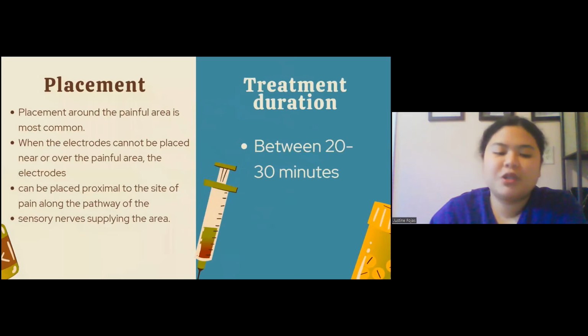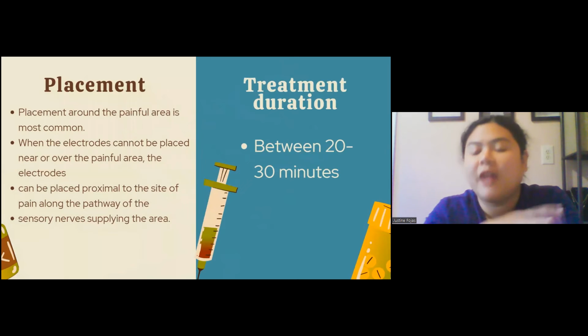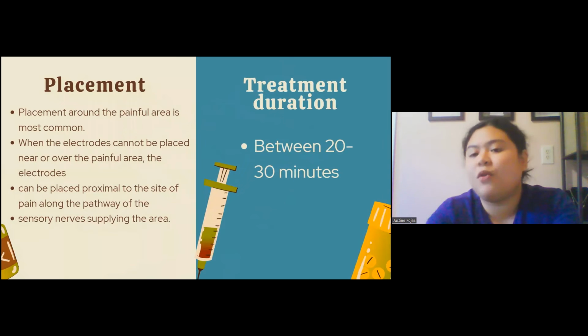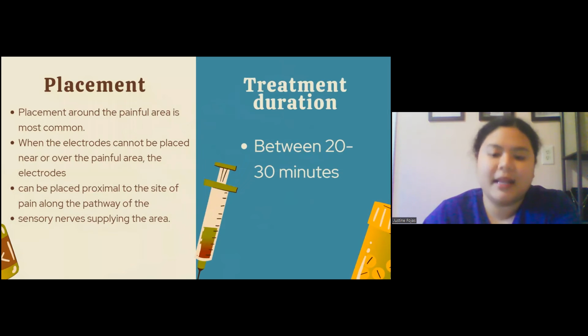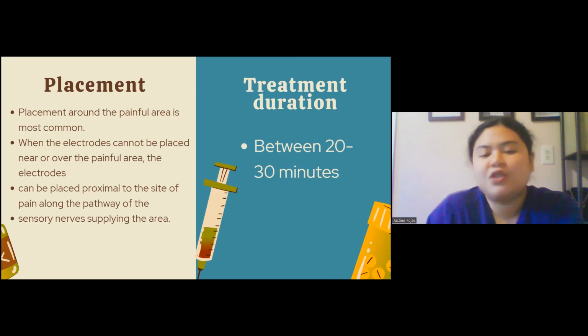So where should this be placed? The most common placement in TENS is where the painful area is. But sometimes the electrodes cannot be placed over the painful area, for example if there was a cast or a local application of electrodes is not tolerated. What we can do is place the electrodes proximal to the site of pain along the pathway of the sensory nerves that are supplying that area. The treatment duration for this is just between 20 to 30 minutes and not more than that.